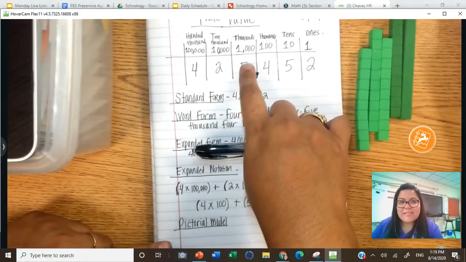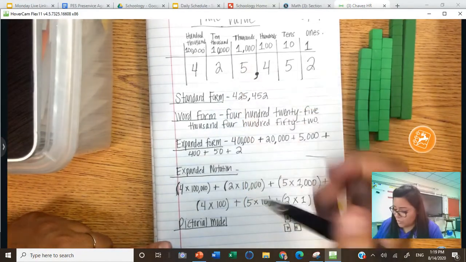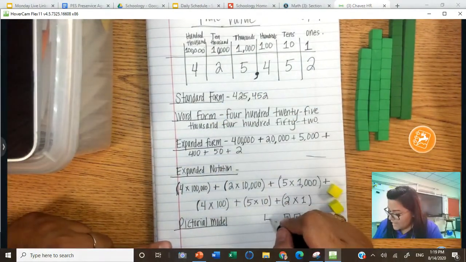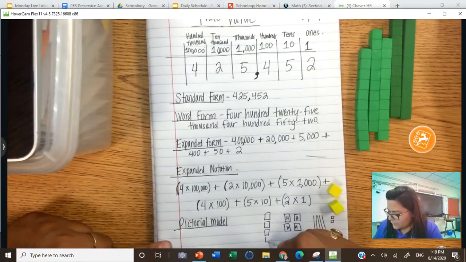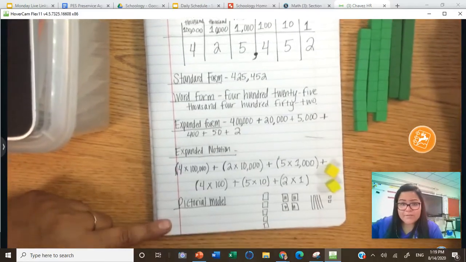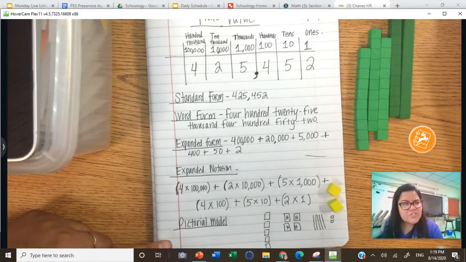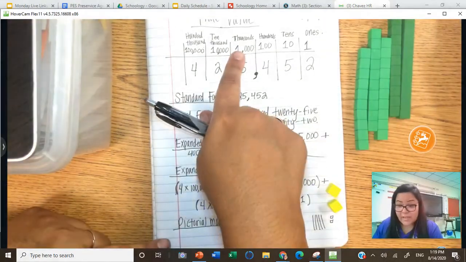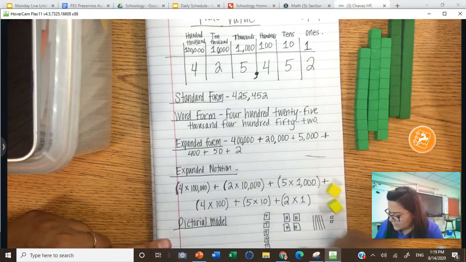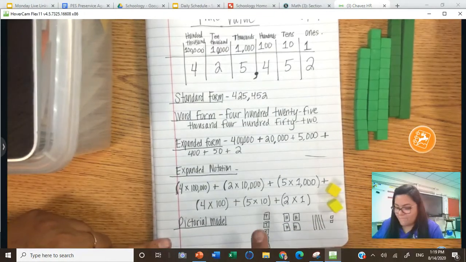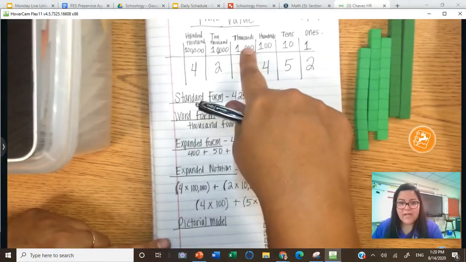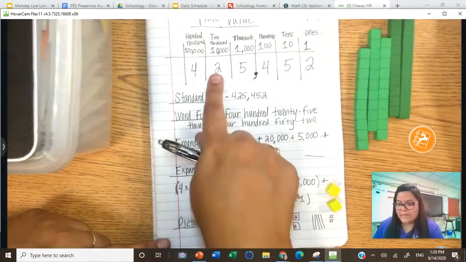Okay, the next one is thousands. So how many thousands do I have? 5. So I'm going to draw 5 squares. 1, 2, 3, 4, 5. What letter should we put inside those squares? Just a T? I agree because it's just 1,000. So let's just put a T inside of them. T, T, T. There we go. That is 5,000s.